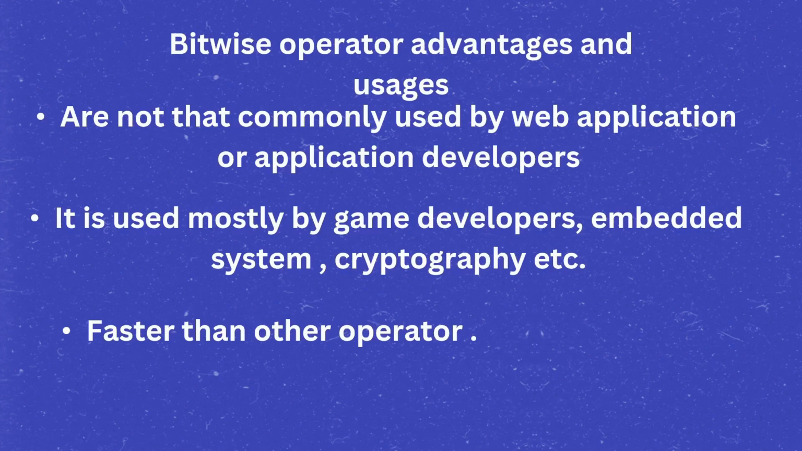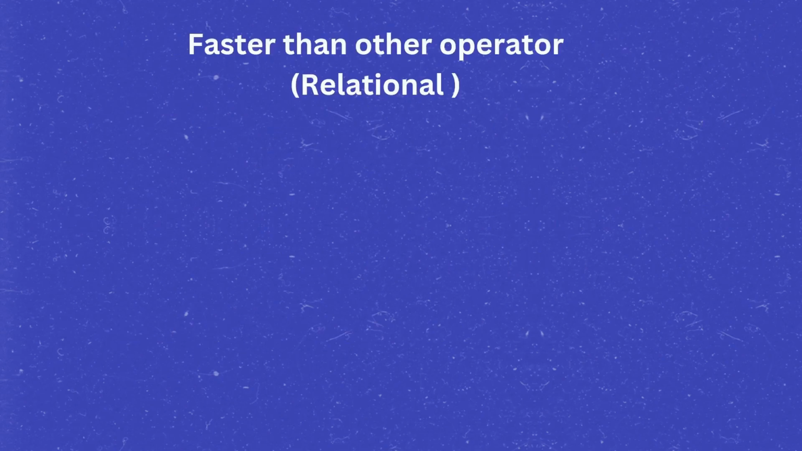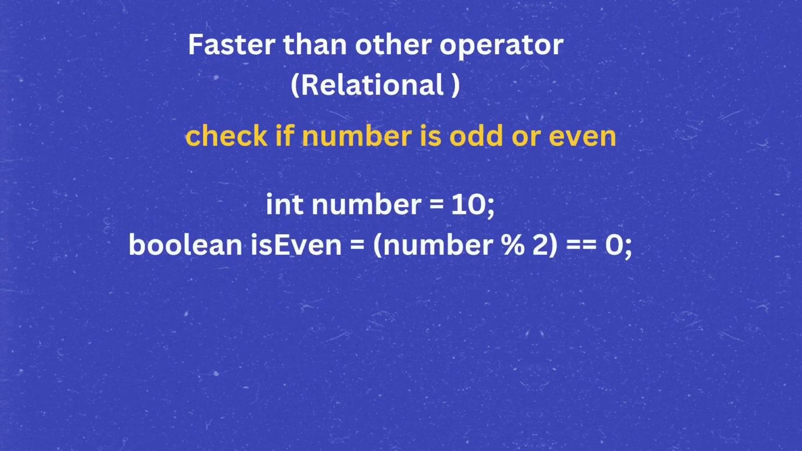So when I say other operator, let's understand this with the help of an example. Say I have to do an operation where I have to find whether a number is even or odd. How can you do that? If you follow the normal approach with the help of a relational operator, you will write this piece of code: int number equal to 10, boolean isEven, we divide the number by 2, and if the remainder is equal to 0, we get isEven as true or false.